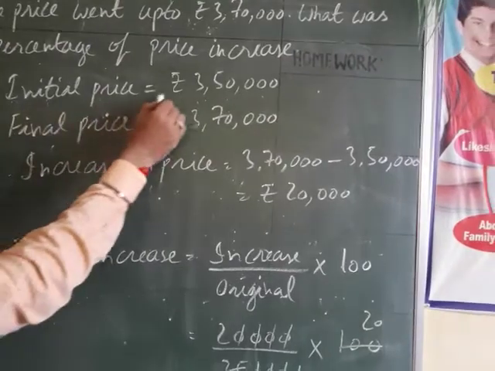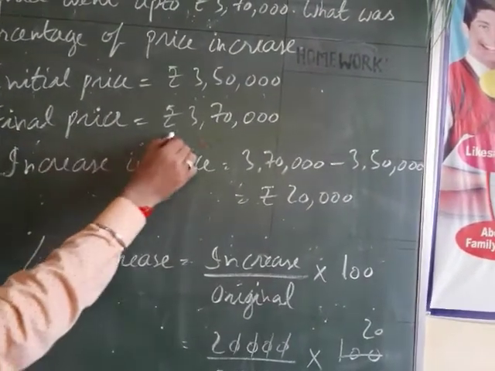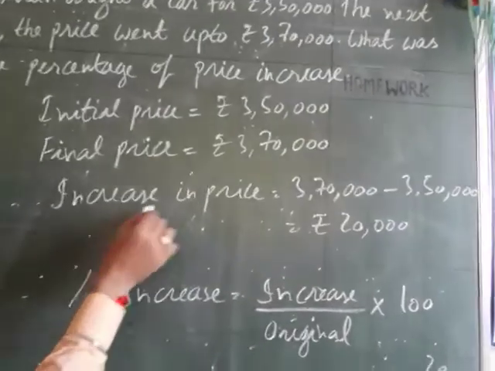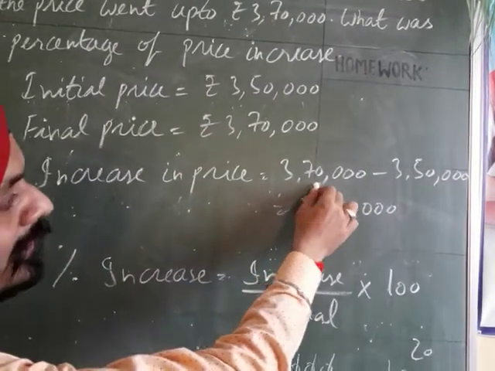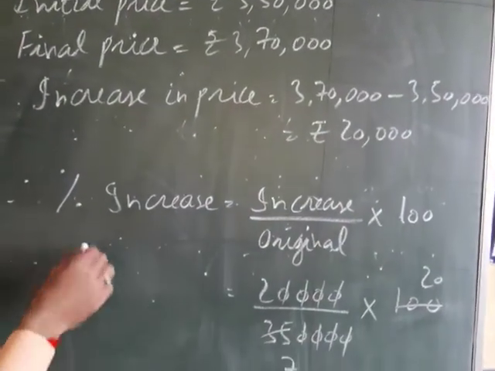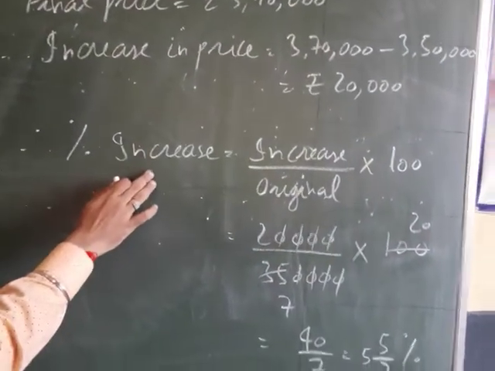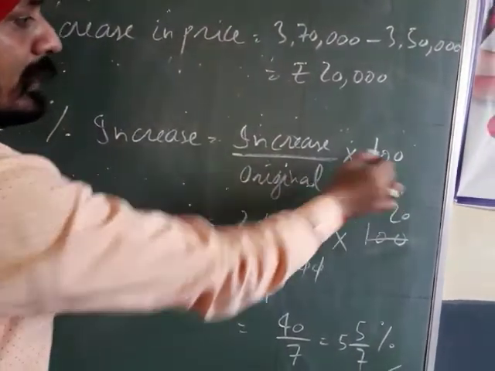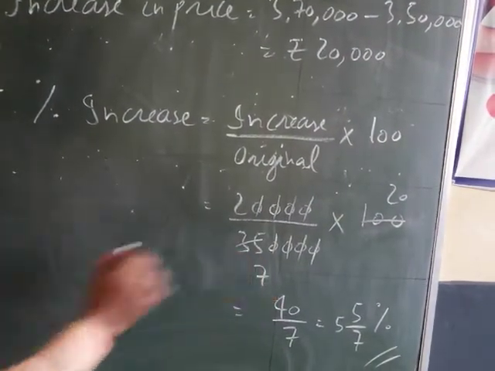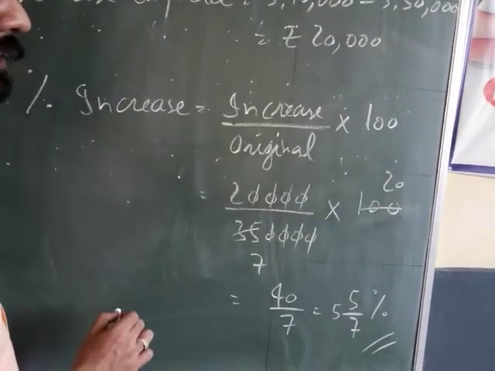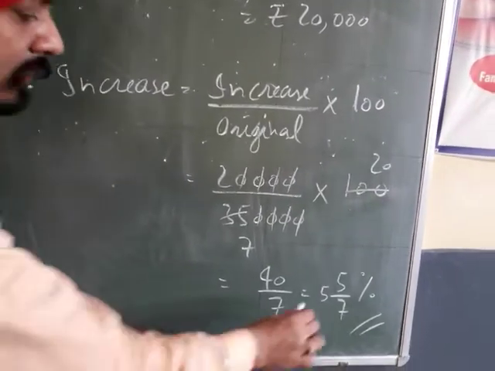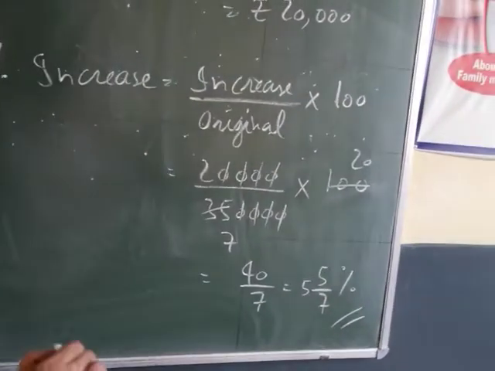So initial price was rupees 3,50,000. Final price is rupees 3,70,000. So how much increase is there, you will find increase in price by subtracting. So 3,70,000 minus 3,50,000, you will get 20,000. Now student, there is also again a formula, increase percent, increase upon original multiplied by 100. So increase was 20,000, original price was 3,50,000 multiplied by 100. Simplified, you will get 40 upon 7, then convert it into a mixed fraction, 5 whole 5 upon 7%.